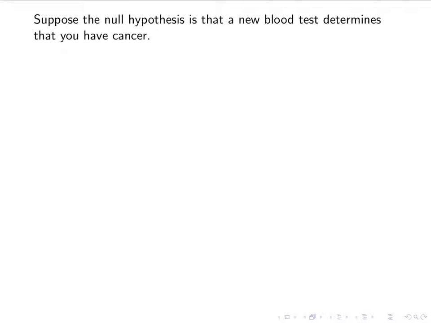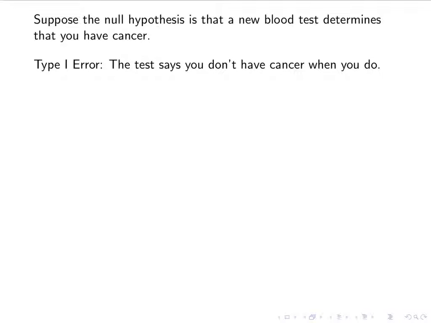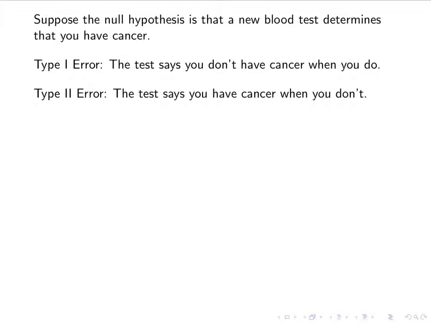So for our first case, we're going to suppose that the null hypothesis is that a new blood test determines that you have cancer. A type 1 error would be the test says you don't have cancer when you do. A type 2 error says the test says you have cancer when you don't. Which has the greater consequence? Would you rather a test say you don't have cancer when you do, or a test that says you have cancer when you don't? So the greater consequence in this situation is a type 1 error.